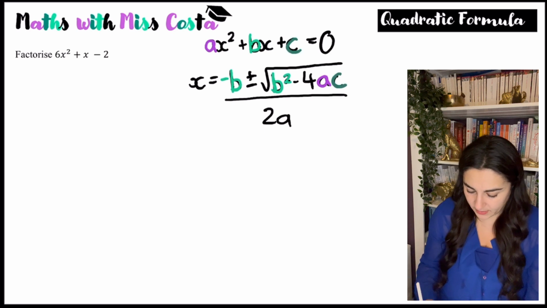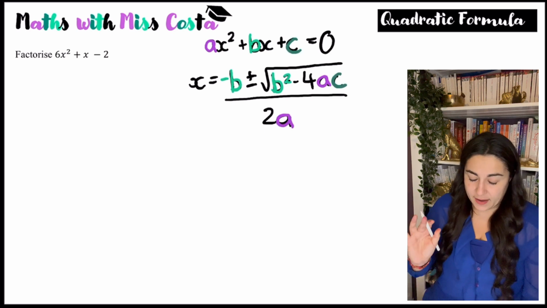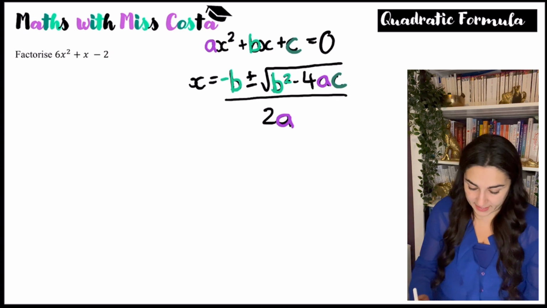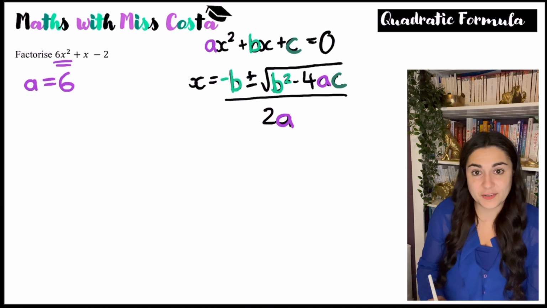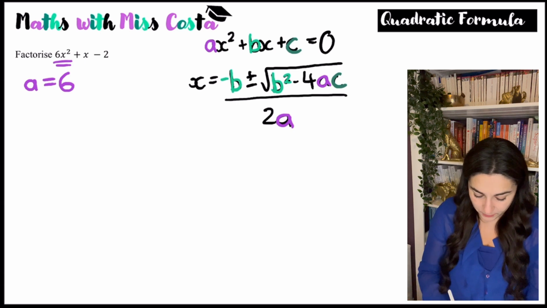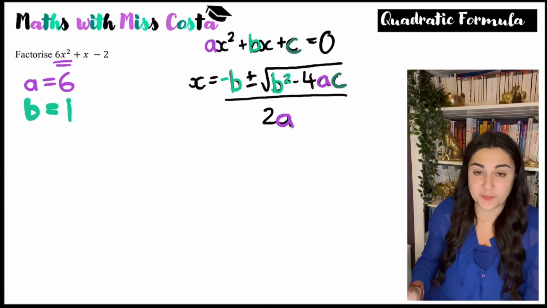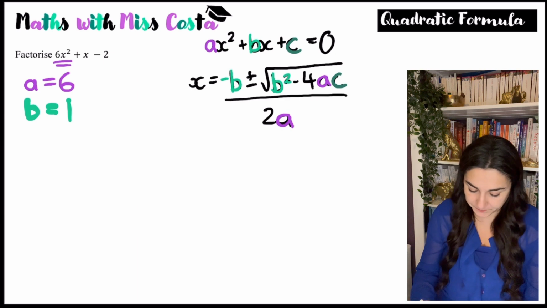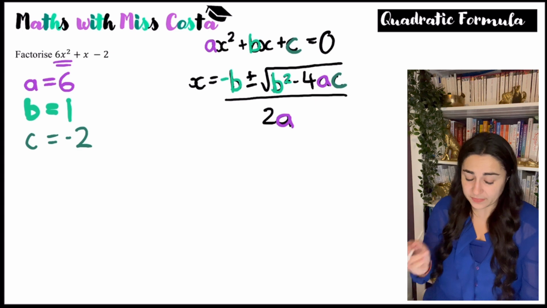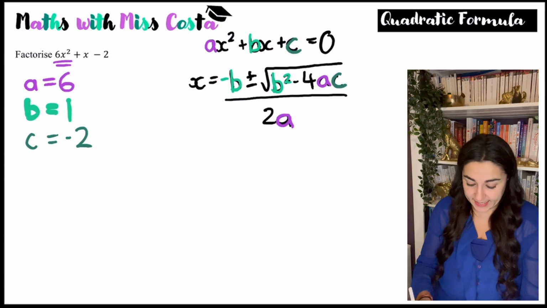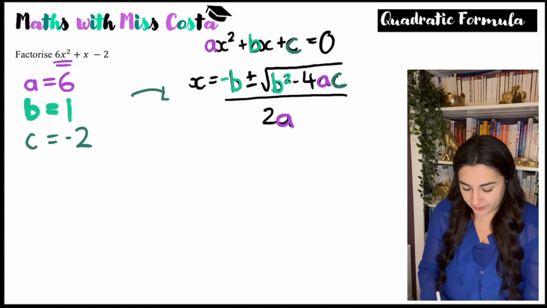so it's negative b and b squared, and then c will be darker. The coefficient of x squared is what your a would be. So over here I can see that a must be 6. The coefficient of x is going to be your b value, and b is just 1 because there is no coefficient, it's just x. And the c value is going to be negative 2.